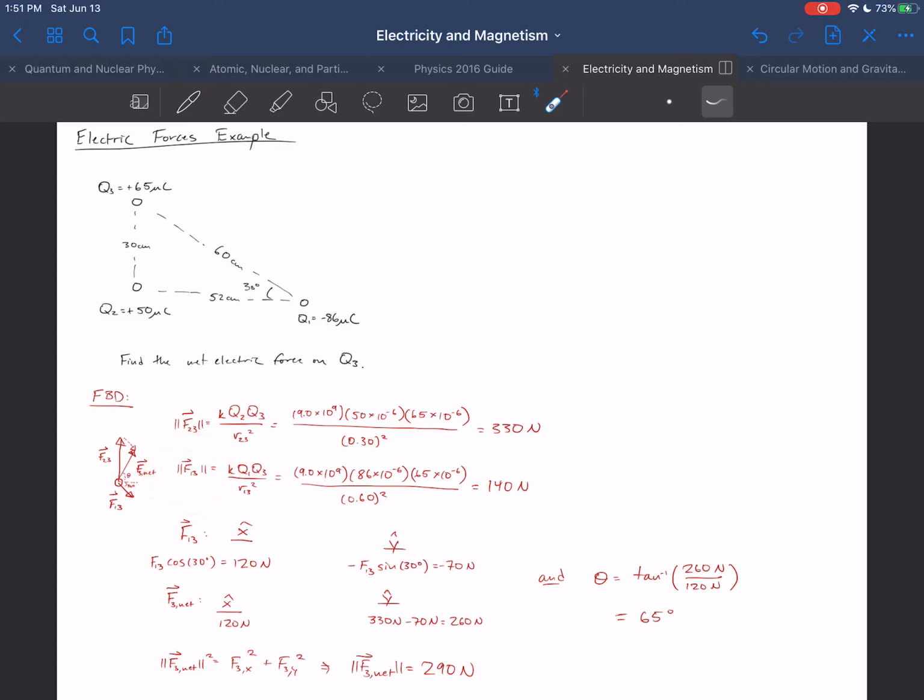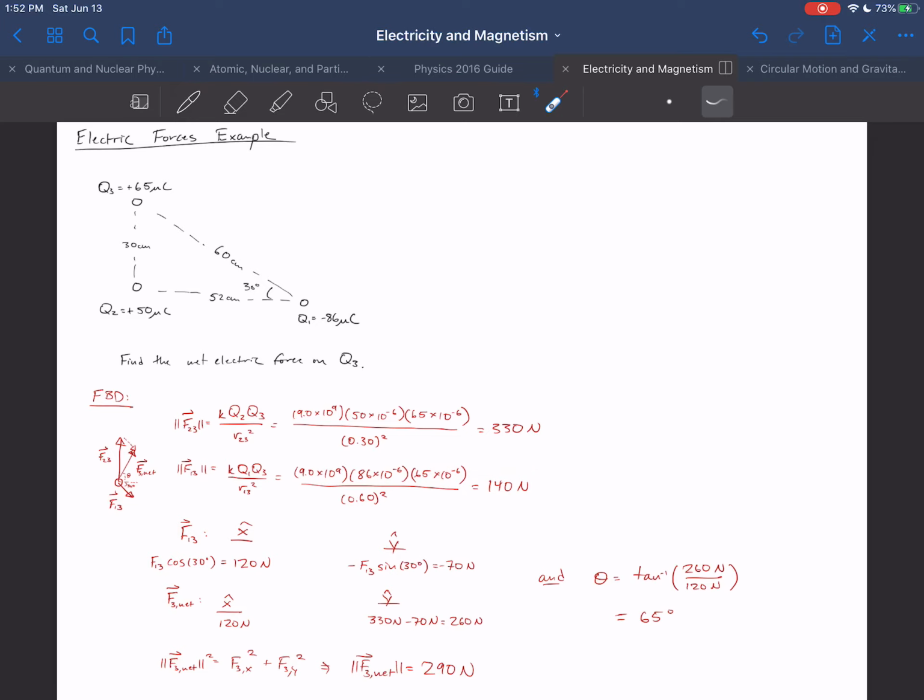The force by 1 on 3 can be calculated in a similar way, except in this case that distance is between Q1 and Q3, so it's 60 centimeters as shown here, and Q1 is 86 times 10 to the negative 6 coulombs, and Q3, as before, is 65 times 10 to the negative 6 coulombs. Notice this is just calculating the magnitudes of those vectors. The directions have been implicitly shown so far in our free body diagram. And that gives us a magnitude for F by 1 on 3 of 140 newtons.